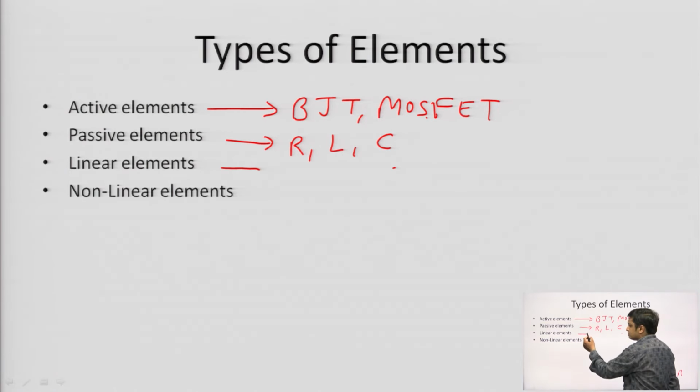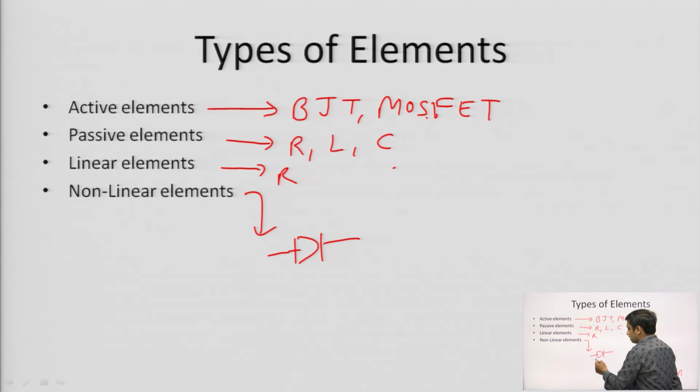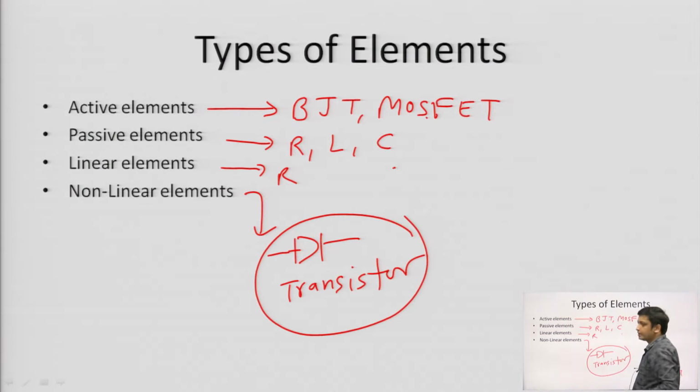Linear elements, like your resistor, is a linear element. Non-linear elements are like your diode and transistor. Diodes and transistors are non-linear elements. Fine. So these are just a basic introduction of active, passive, linear and non-linear. We are going to design the circuit with the help of these elements.